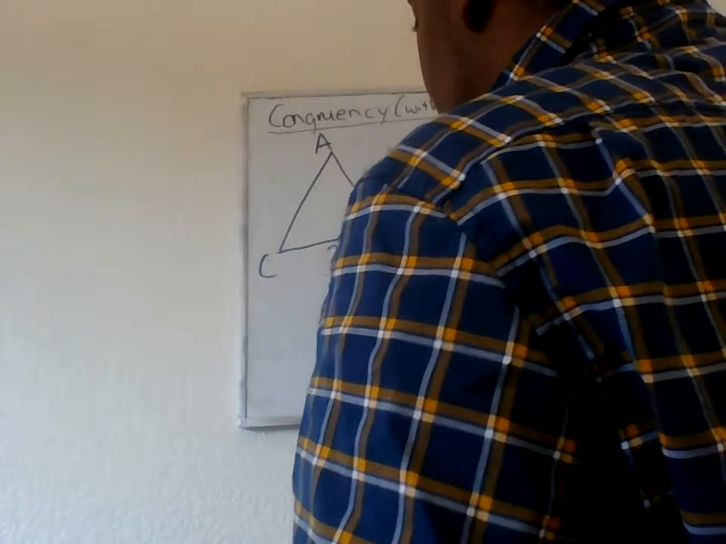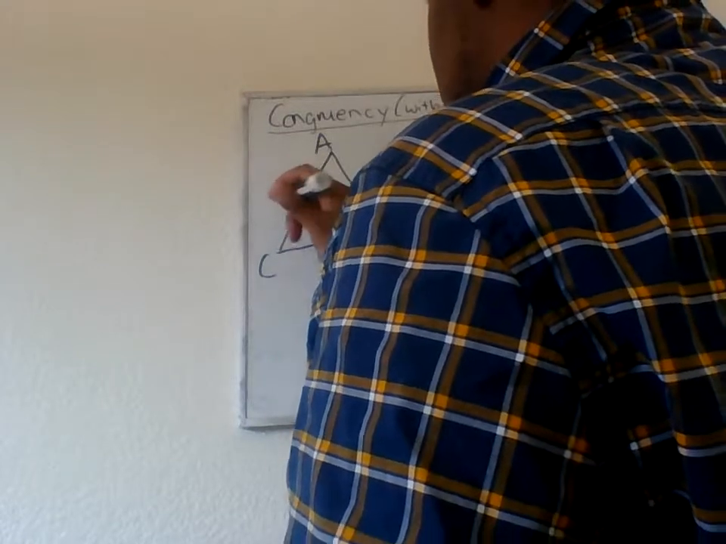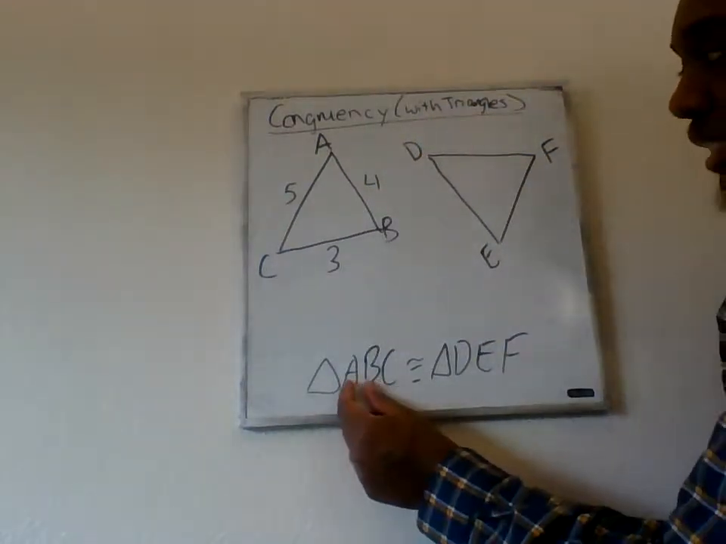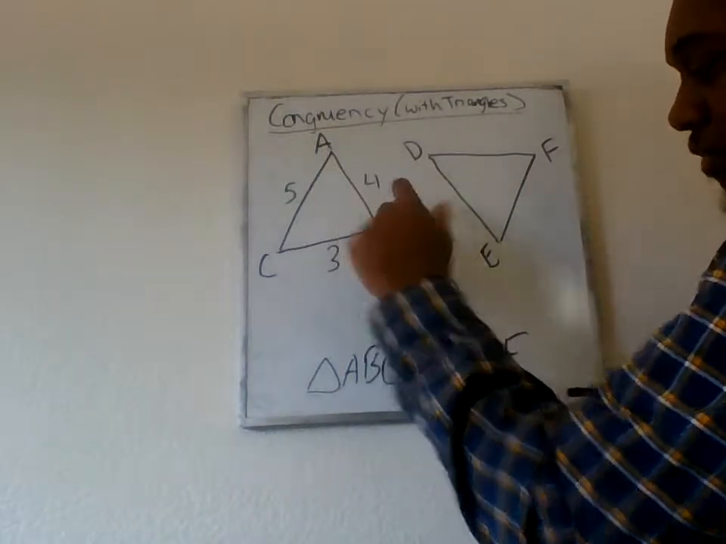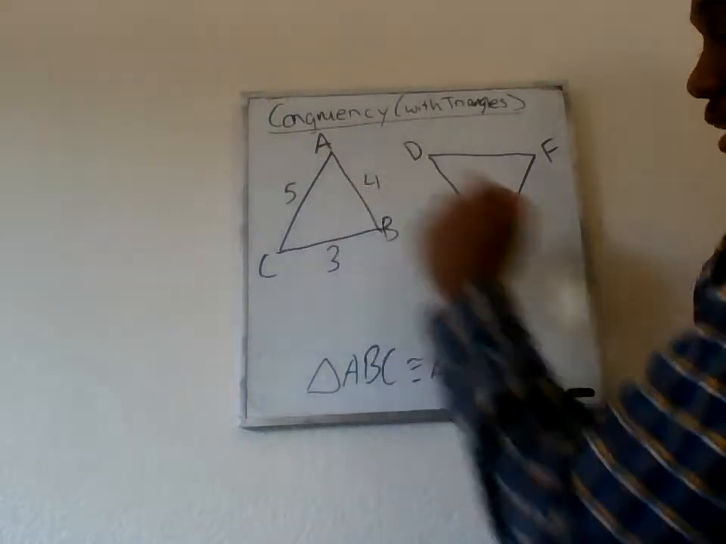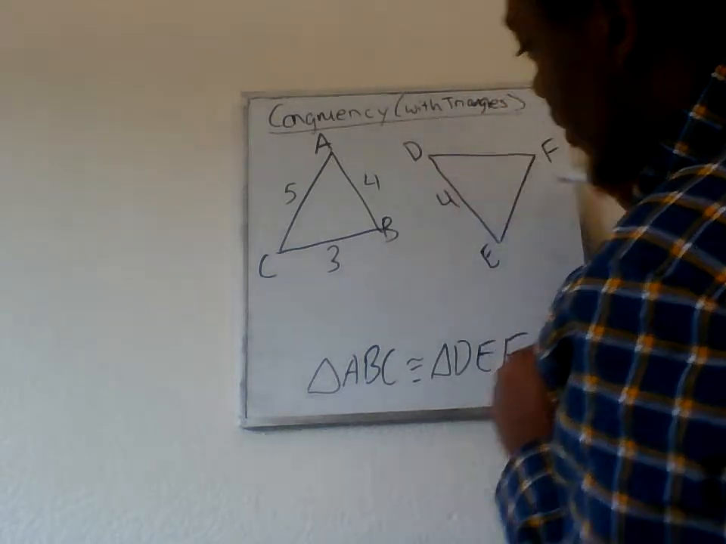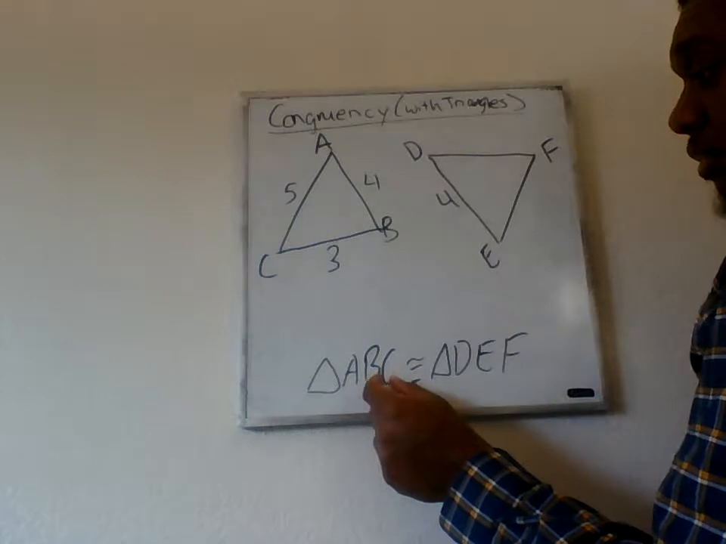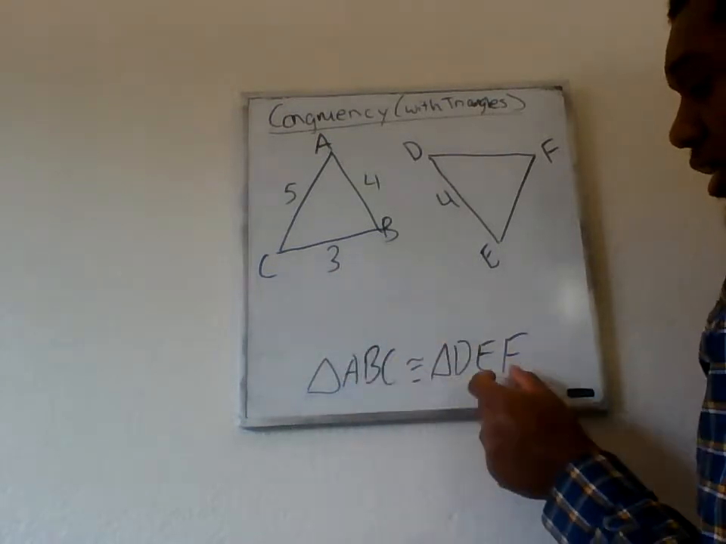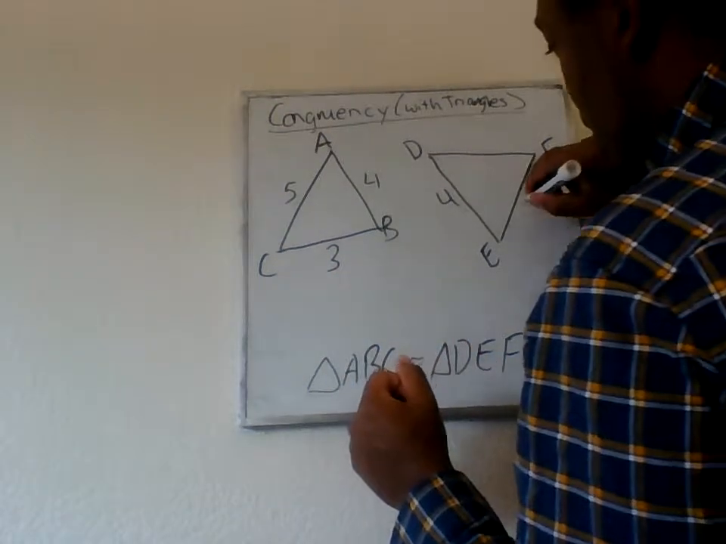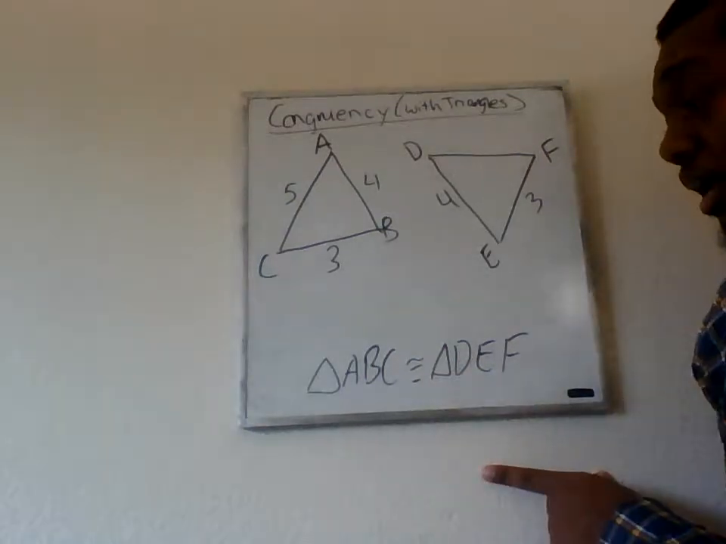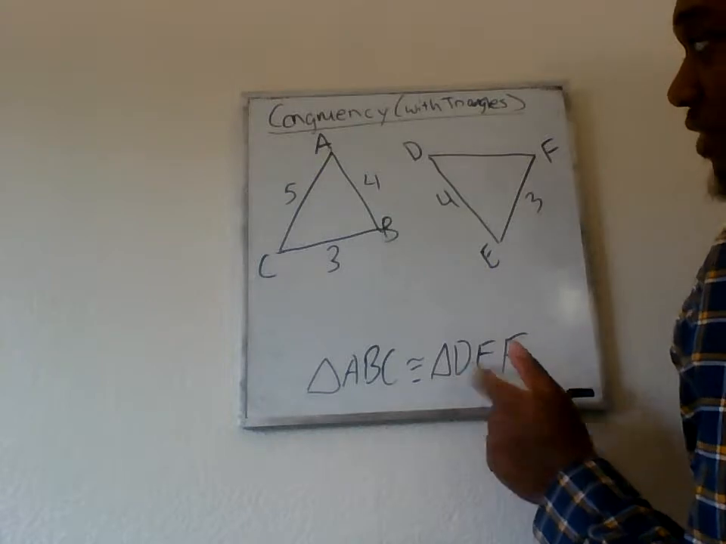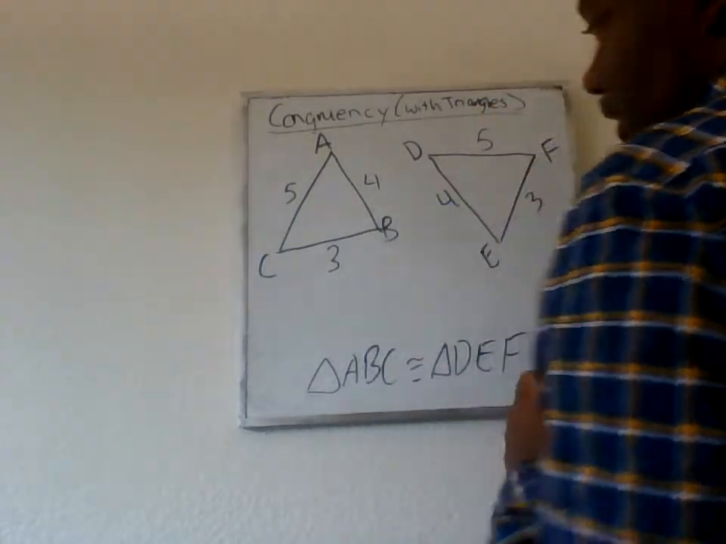Well, if I were to tell you that this side is 3, this side is 4, and this side is 5, then you automatically would know since A to B is 4, then D to E must also be 4. If I were to then tell you that, hey, from B to C is 3, then E to F must also be 3. And from A to C is the same as D to F, so it also must be 5.